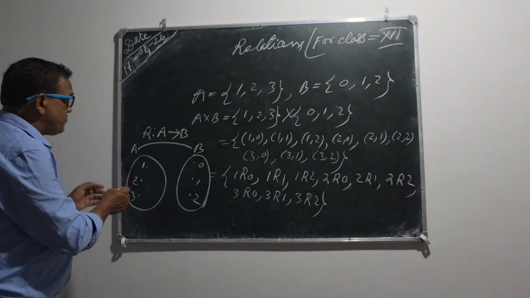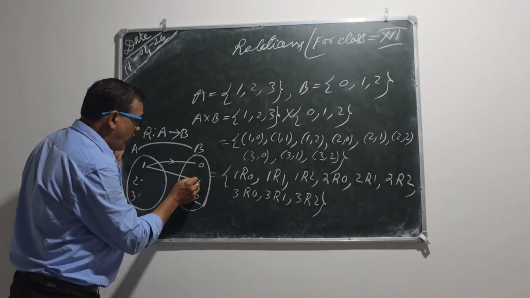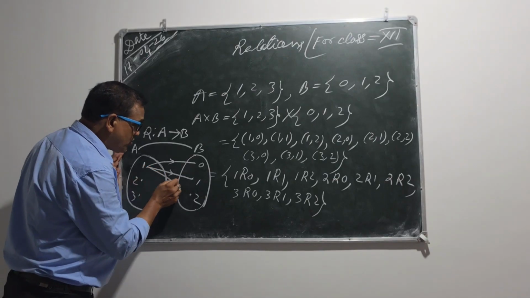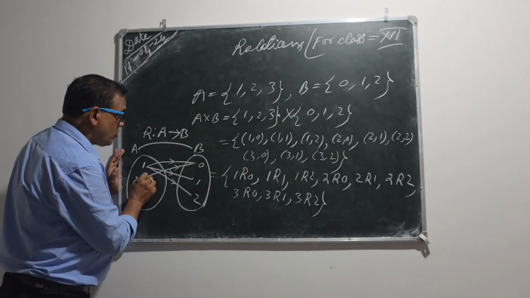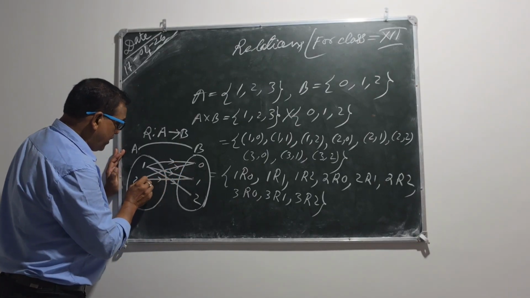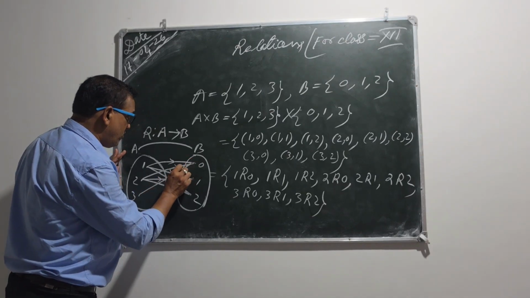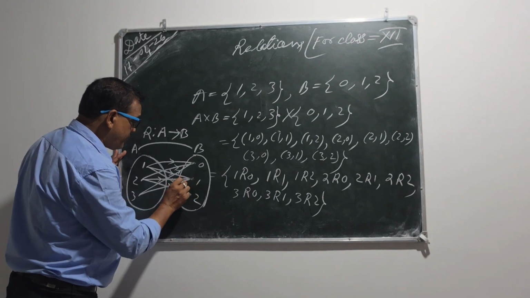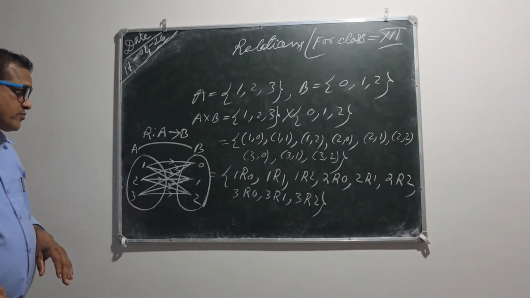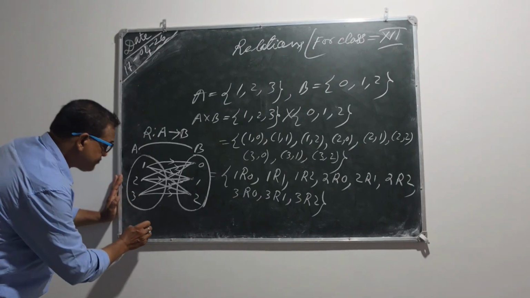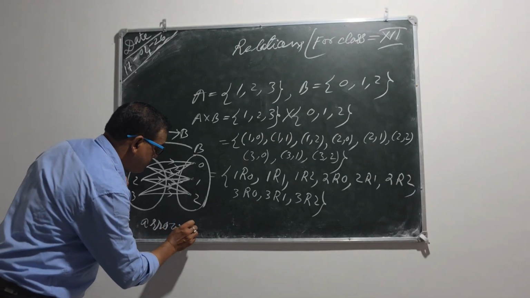Then, if we want to say 1 is related with 0, 1 with 1, 1 with 2. Next, 2 with 0, 2 with 1, again 2 with 2. Then again 3 with 0, 3 with 1, then 3 with 2. So this is called an arrow diagram.